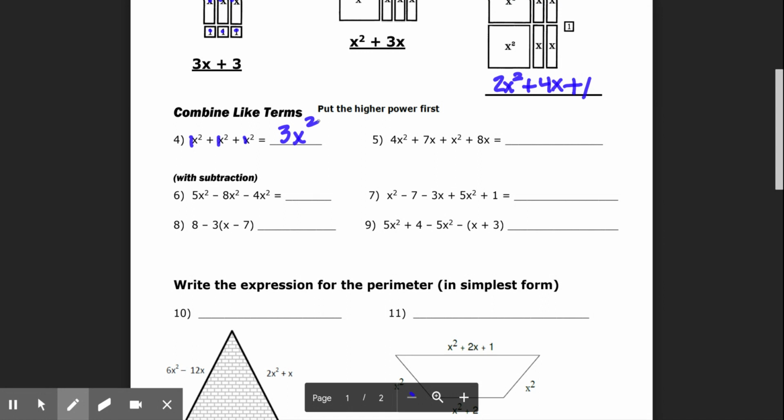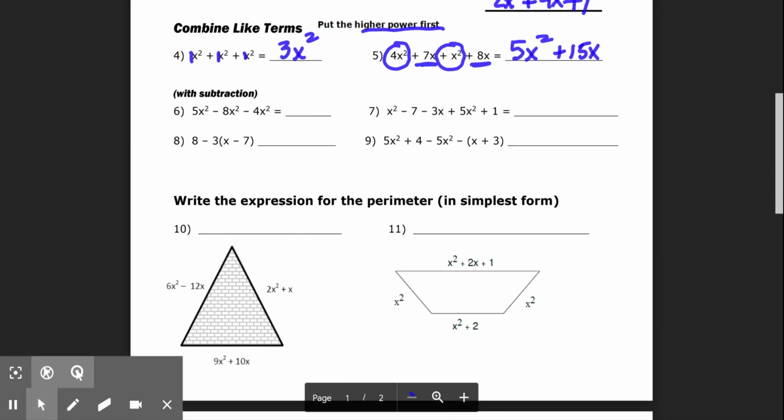All right, number 5. This is where you put the higher power first. So we have 4x squared plus 1x squared. That makes 5x squareds. And then you have 7x plus 8x, which is plus 15x.